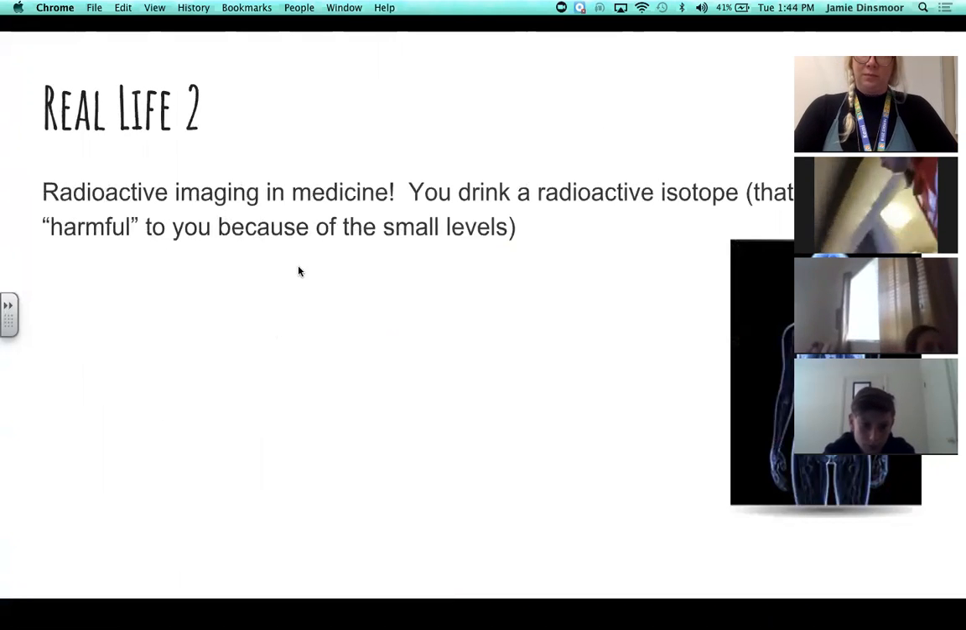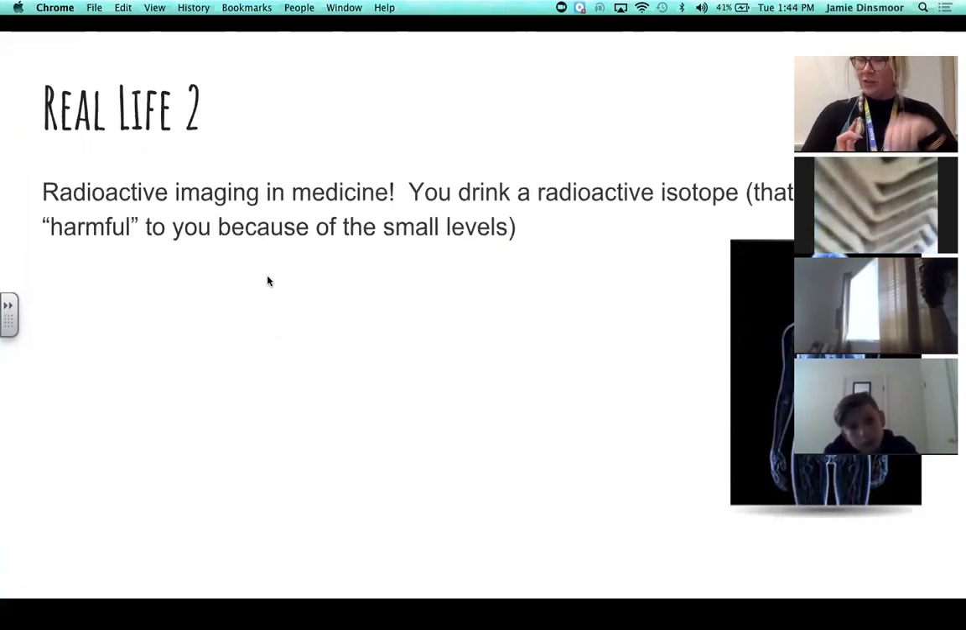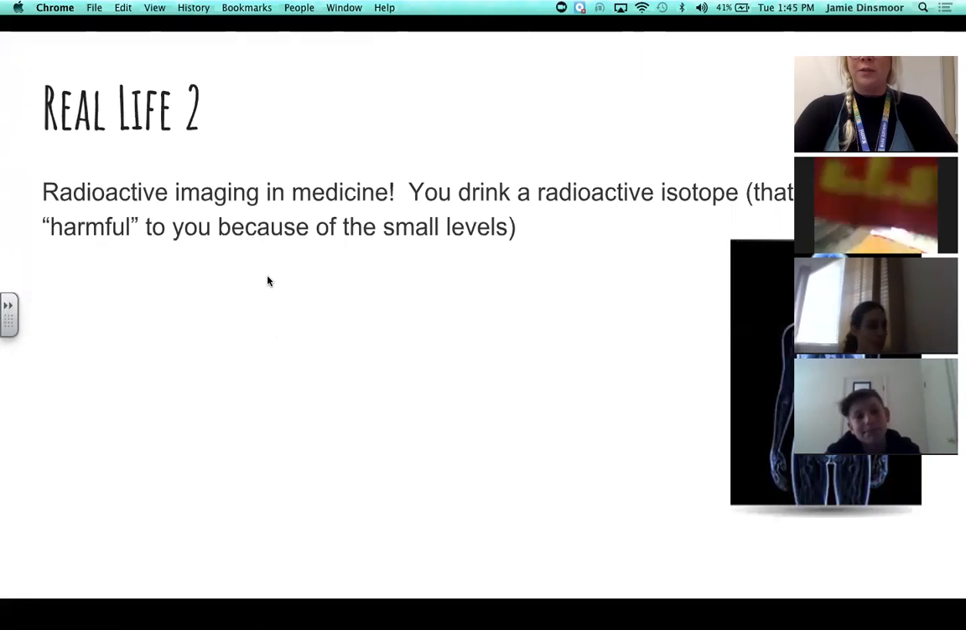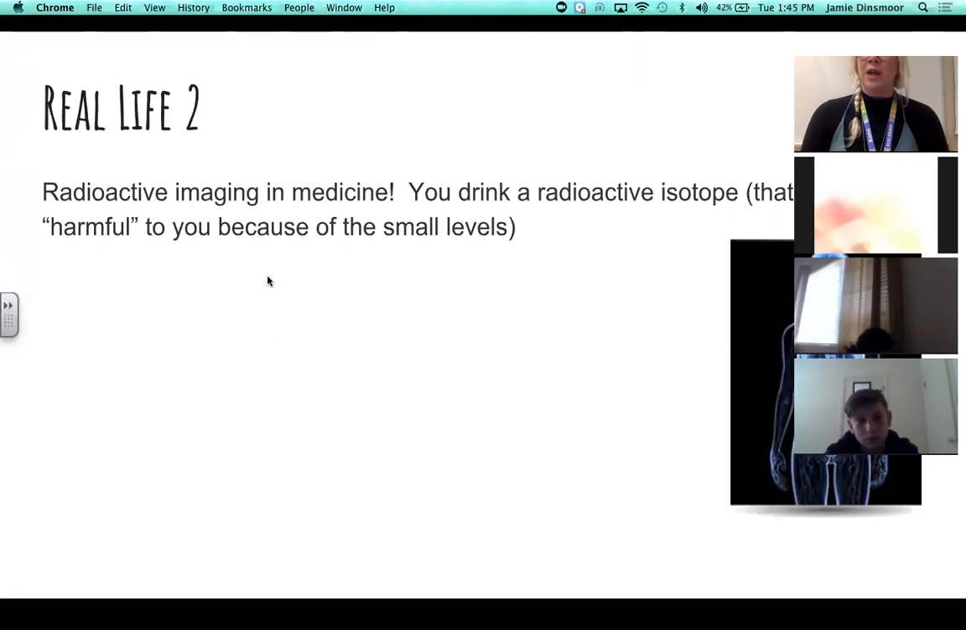Another example is in medicine, right? You hopefully haven't had to do this, but maybe you have. Maybe someone in your family that you know has. But you can actually drink a radioactive element that's not harmful. I put that in quotations, right? Because technically all radiation is harmful to you. But you can actually drink something radioactive for doctors to be able to see something that's going on inside your body, right? So for example, maybe you have something wrong in your stomach, right? Or in your intestines or in your heart, which are kind of hard to get in with a camera, right?